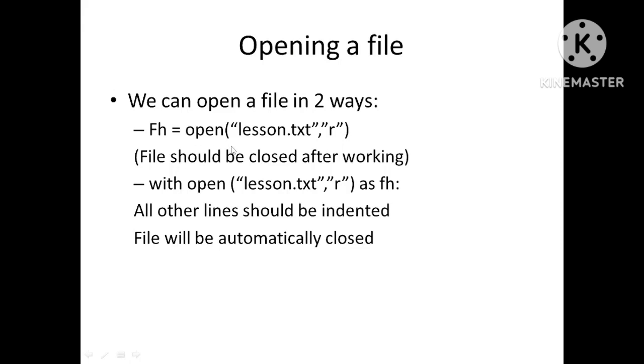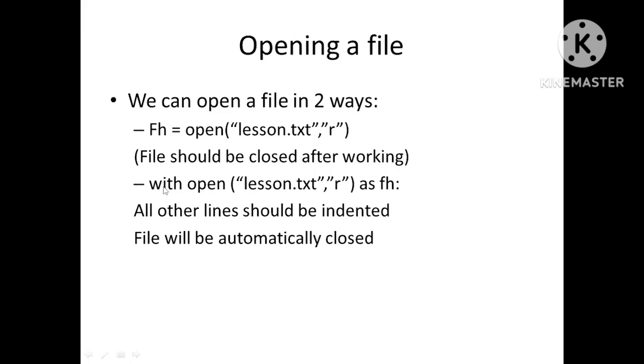Okay. After opening, you will do the reading or writing procedure. After that, the file should be closed. So how will you open a file? Give a name for the file handle. Give the word open. Give the name for the file. What is the file opening mode? Close the bracket. And after writing the code, you should give fh.close, which means the file will be closed after working. This is one way of opening the file.